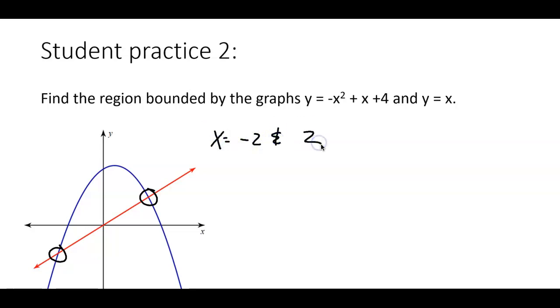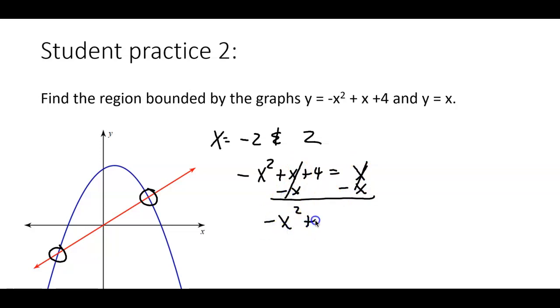That's correct. So let's see how we get there. You set each function equal to each other. Now this is a quadratic, and when you have quadratics, you want it to equal 0. So I'm going to subtract x on both sides, which leaves me with this.